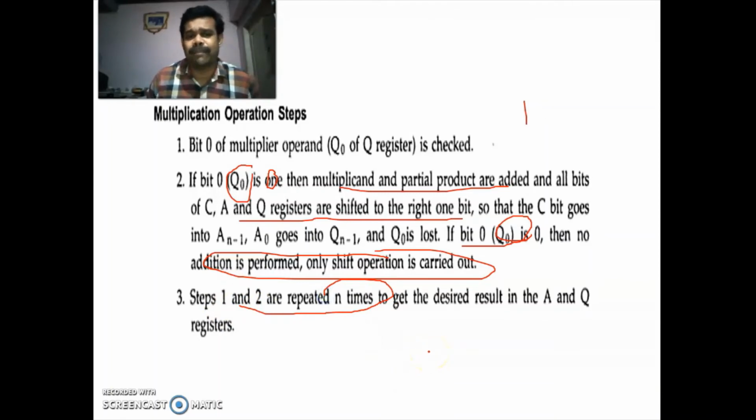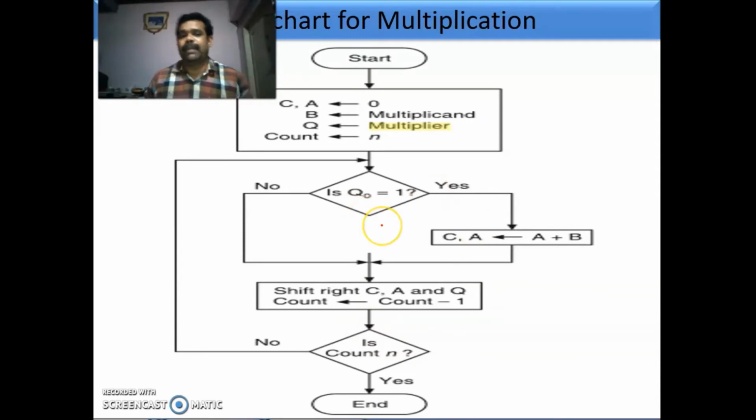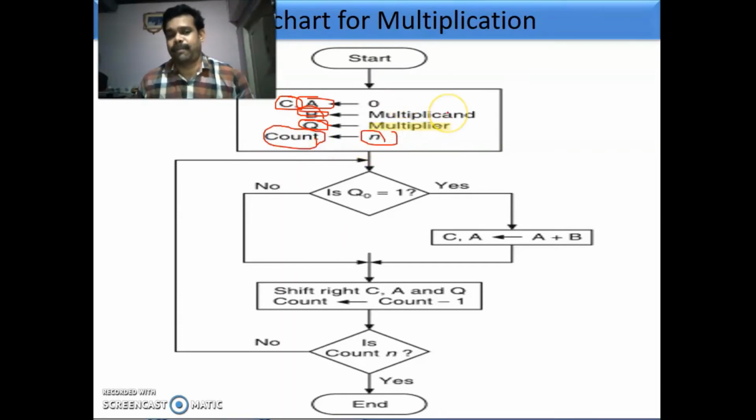We will see it clearly. Now, the flow chart for the multiplication. First we start, then we make the registers C and A zero. Then you load the multiplicand in the B register and the multiplier in the Q register, and you set the count as N. N is nothing but the number of bits of the multiplier and multiplicand.